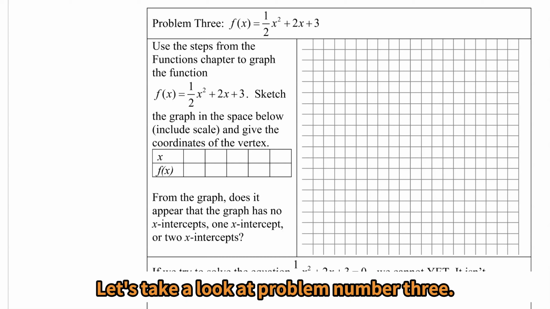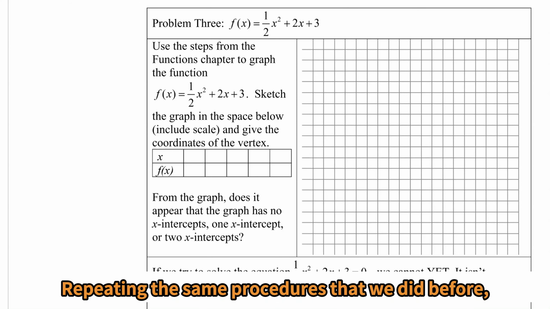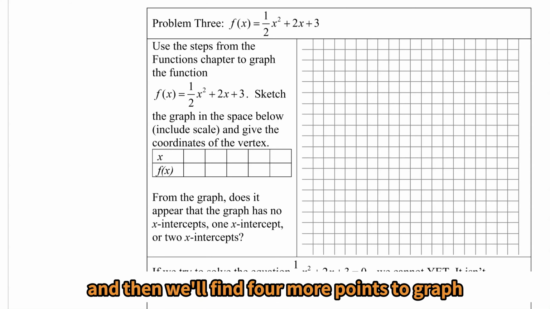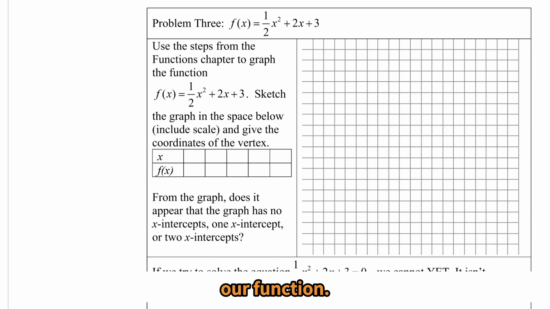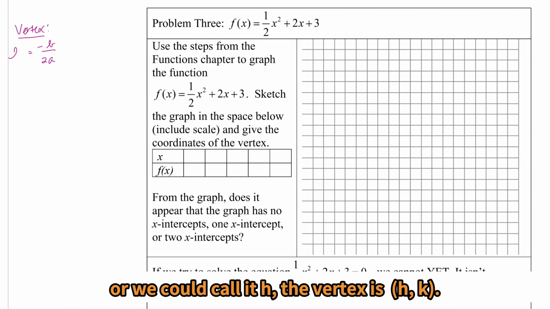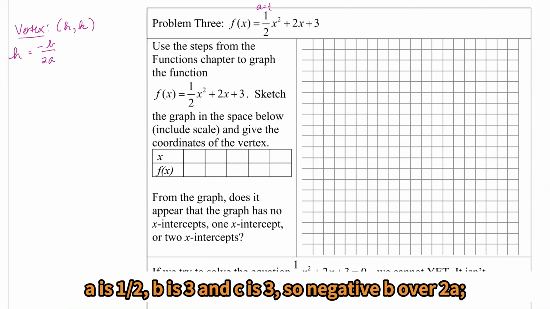Let's take a look at problem number 3. f of x equals 1/2 x squared plus 2x plus 3. Repeating the same procedures that we did before, we'll first find the vertex, and then we'll find 4 more points to graph our function. So to find the vertex, x equals negative b over 2a, or we could call it h. Vertex is (h, k). In our problem, a is 1/2, b is 2, c is 3.